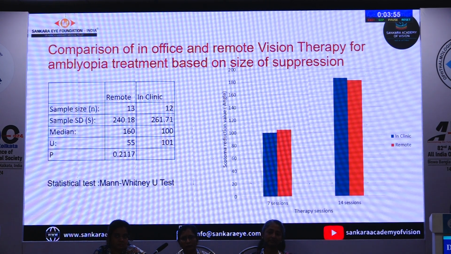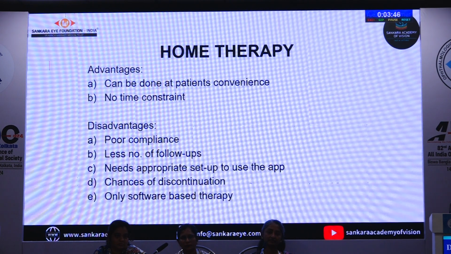When we looked at both in-office and remote, or supervised, vision therapy, as we like to call it, we found both of them to be quite similar in terms of outcomes. The advantage is that the patient has the convenience of doing it at the time that they want, without any time constraint. The disadvantage is they have to be motivated enough to do it. When you have a solution and you know that you can access it anytime, there is a tendency that you may not prioritize it or you may not have the discipline of doing it, and there is a possibility of discontinuation.